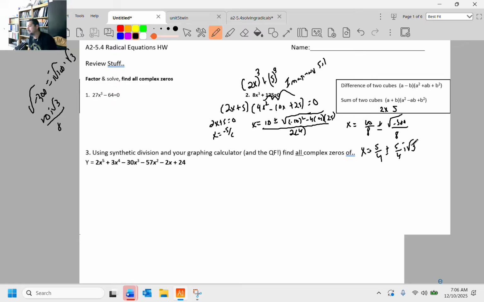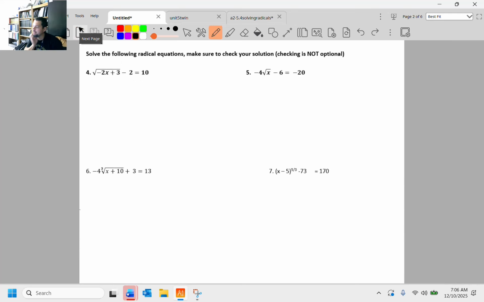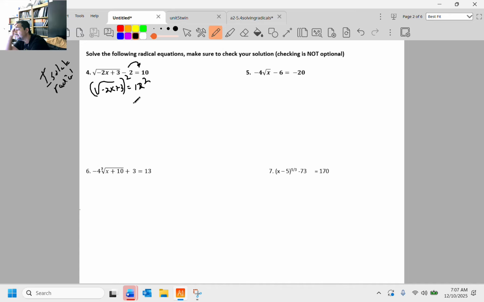Easy peasy. Moving forward. Let's see, I've got 4 and 5 bolded. The idea here was isolate the radical. That's what it was. So we're going to add 2. The root of negative 2x plus 3 is 12. The opposite of square rooting is squaring. 12 squared is 144. The 2's cancel. Negative 2x plus 3 is 144. You don't get a pretty answer on this one. You get negative 2x equals 141, assuming I've done everything right. Looks like I have. So x is just negative 141 over 2.